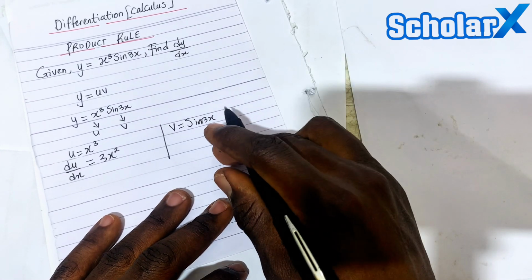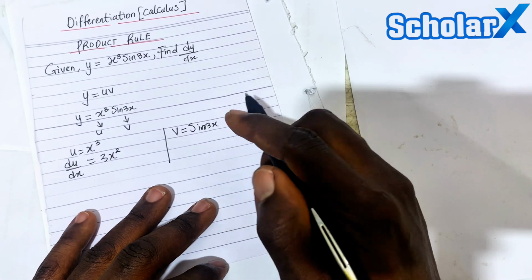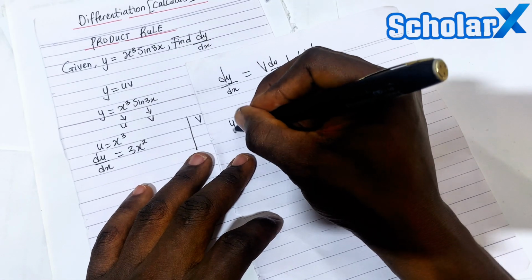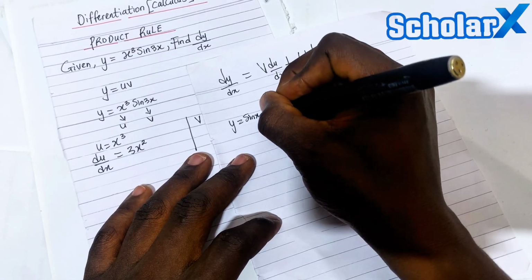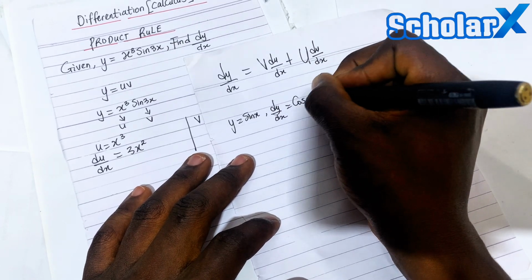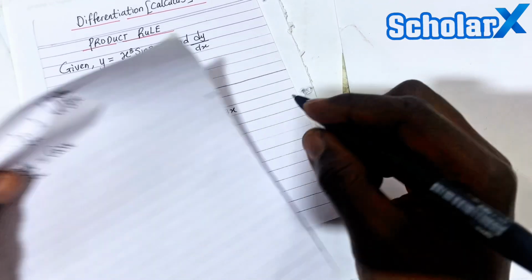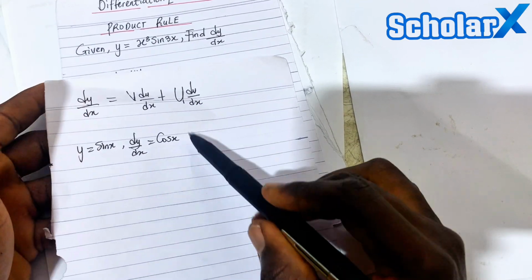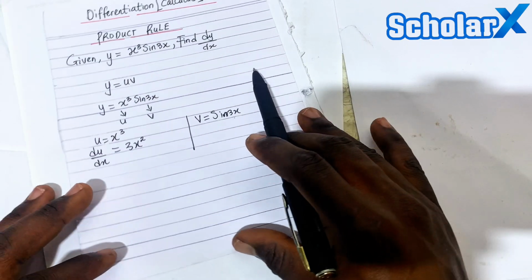Now we want to differentiate sine 3x. We know that if you're given y is equal to sine x and you differentiate it, your dy/dx is going to be equal to cos x. But that does not mean that if you have sine 3x and you differentiate it, you're going to have cos 3x just like you have it here. No, it's going to be a different ball game.